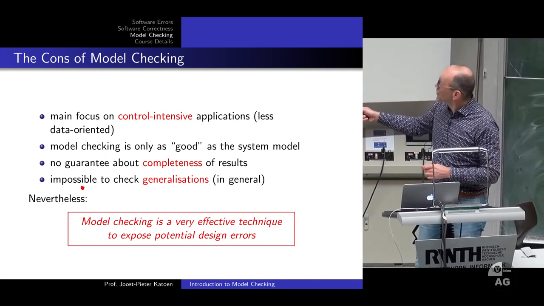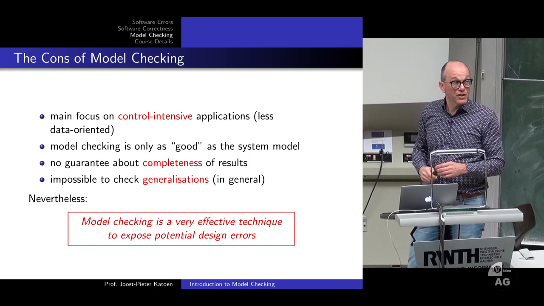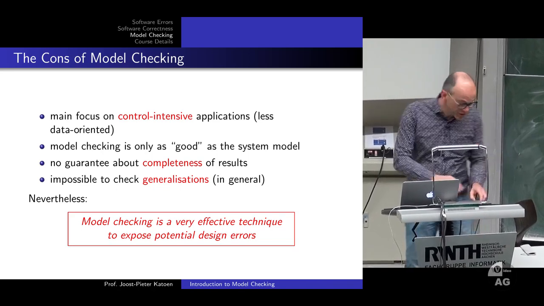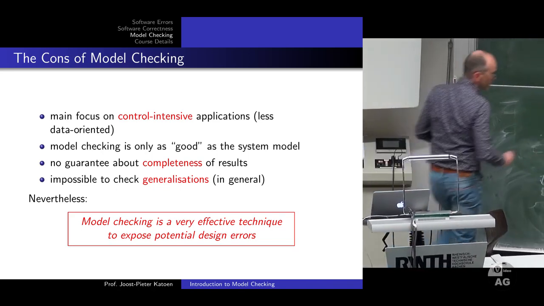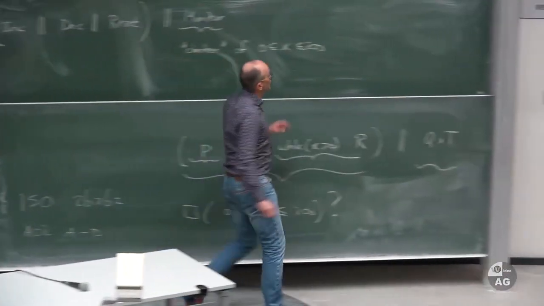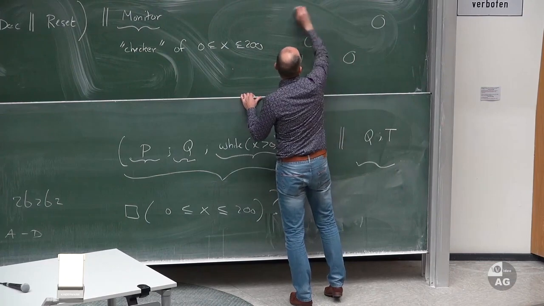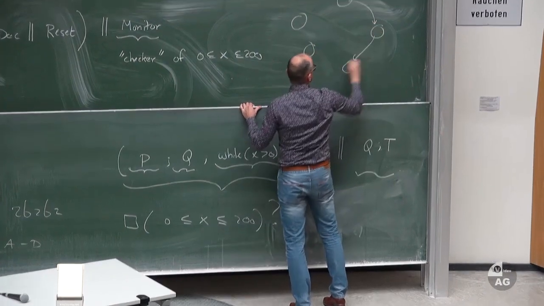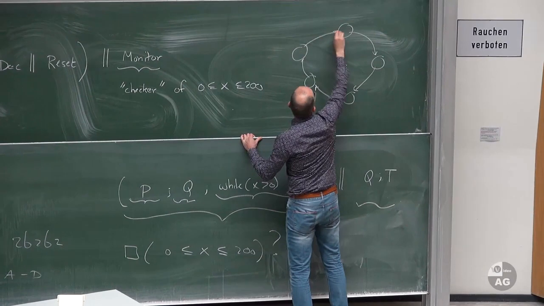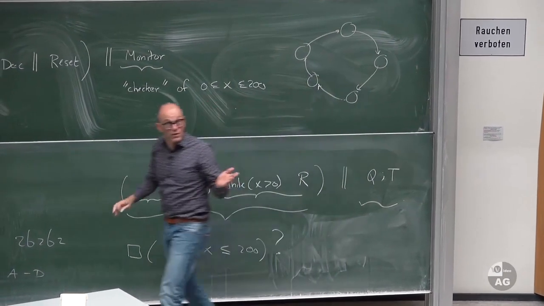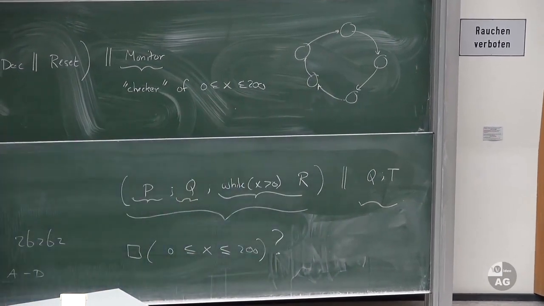It's in general impossible to check generalizations. And what do I mean by this? Suppose that you have a distributed system, and suppose you have a system that is a ring. Maybe this ring has 5 processes, and processes can send messages around like this. And maybe if you're lucky, you can model this in SPIN, and you can do model checking.